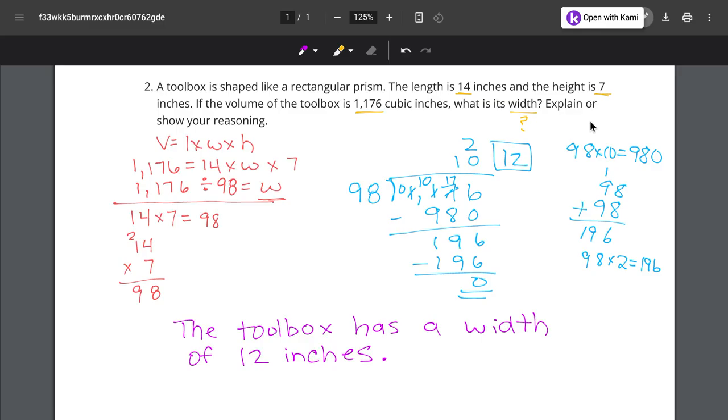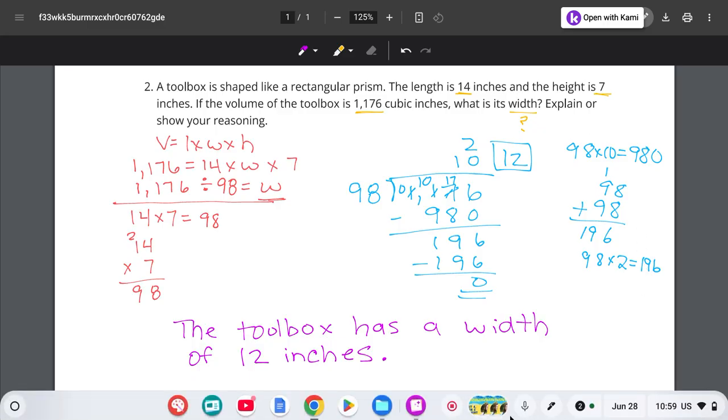Notice, boys and girls, with a simple sentence, almost like a caption for all the work that is shown, I have related it back to the toolbox and made sure that I've made very clear I know what the 12 means in relation to our context. Boys and girls, this finishes out our Section B checkpoint for Unit 4.